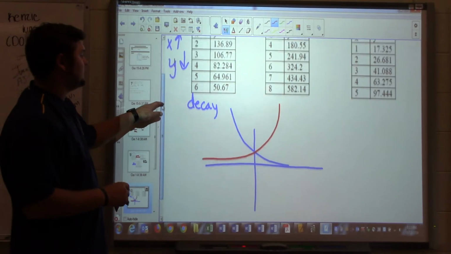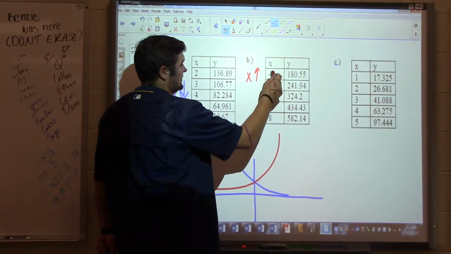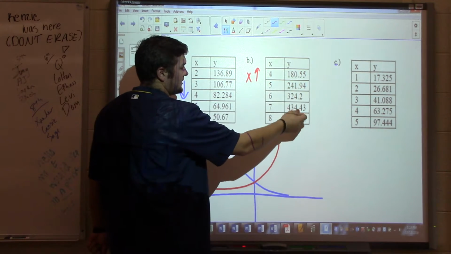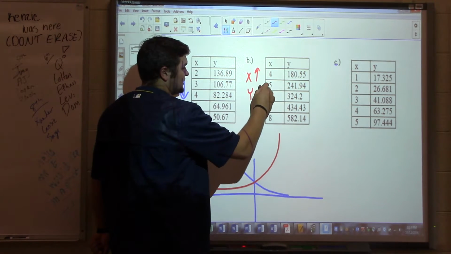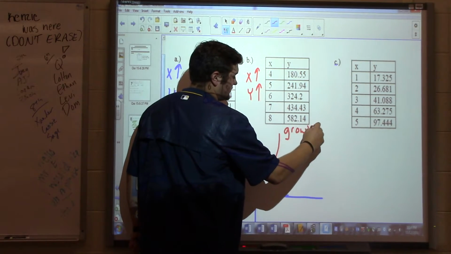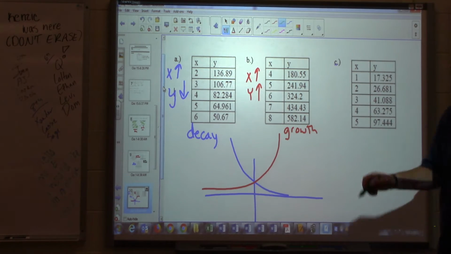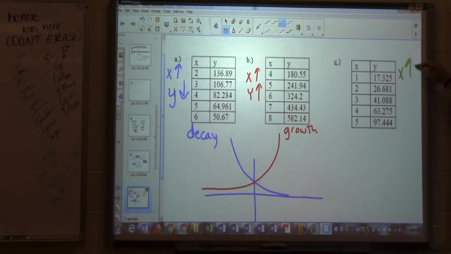Okay, so the second one. As my x values get bigger, what happens to y? Also gets bigger. It also gets bigger, so it's a growth. Wonderful. So lastly, my x values are getting bigger. What's happening to y? It's bigger. Gets bigger as well, so it's growth.